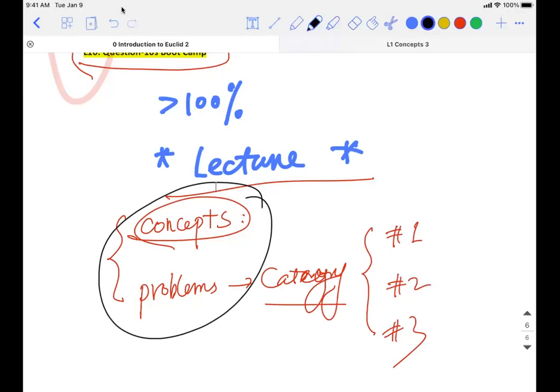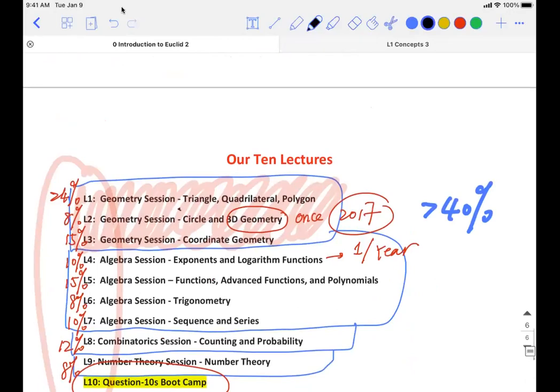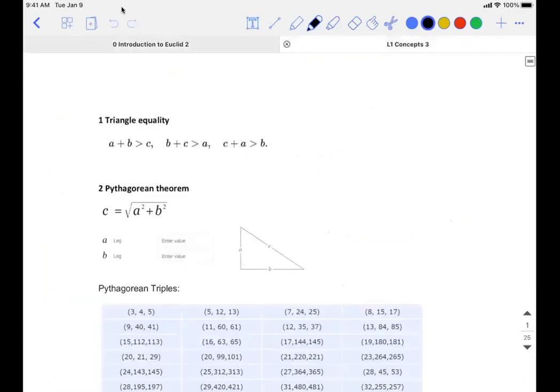All right, I think that's pretty much what I want to say as a quick start. So hopefully that gives you guys a good idea how the Euclid works and how our lecture works. Okay, if everything is good, let's fly to our lecture number 1: triangle, quadrilateral, and the polygons. All right, let's jump to our lecture number 1.